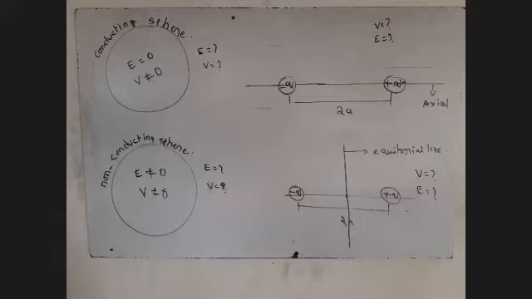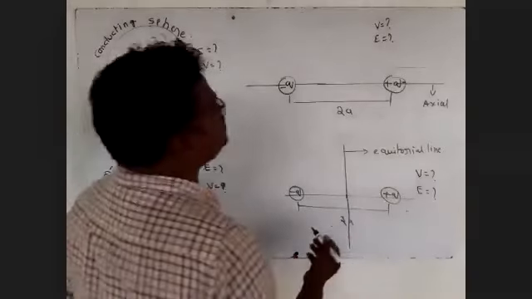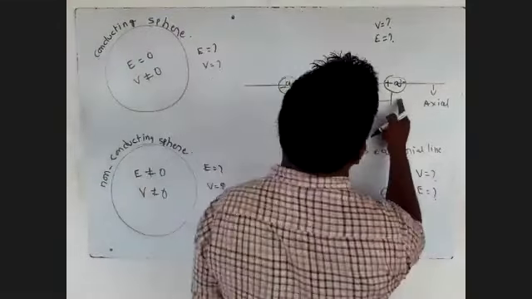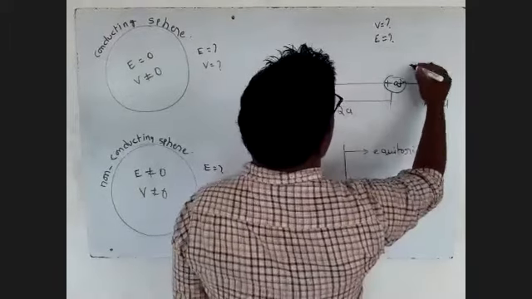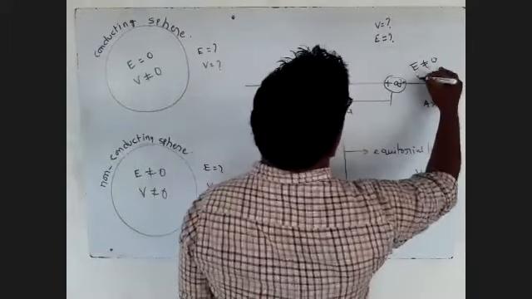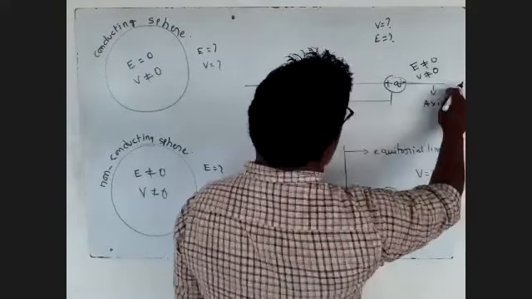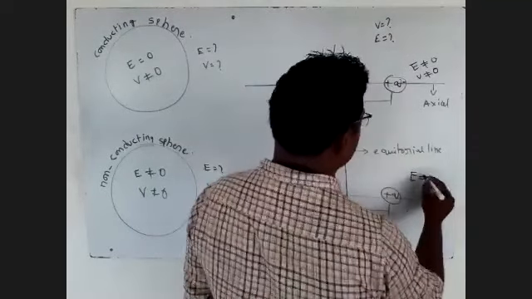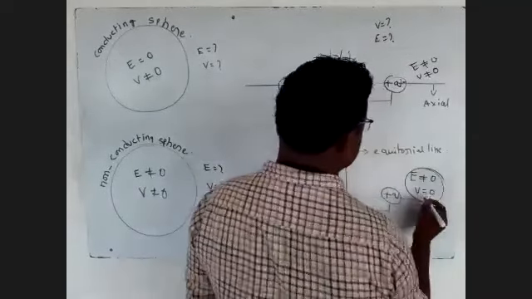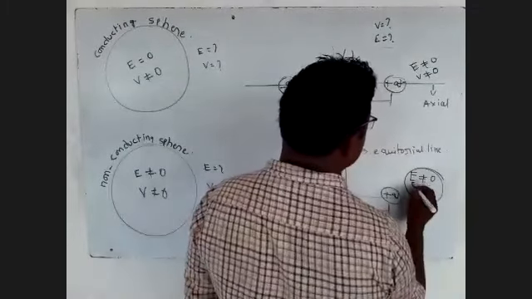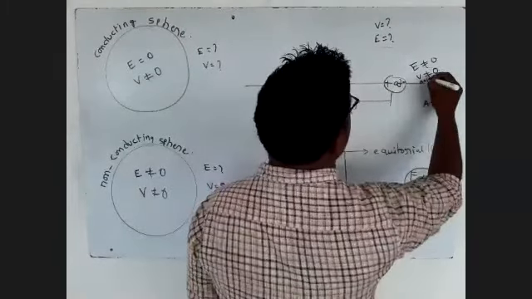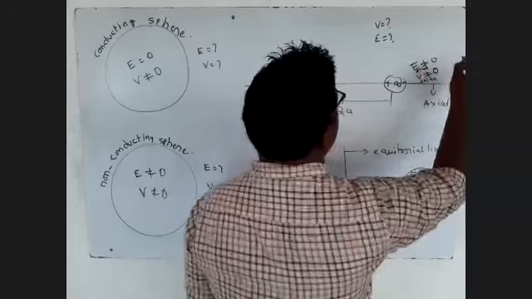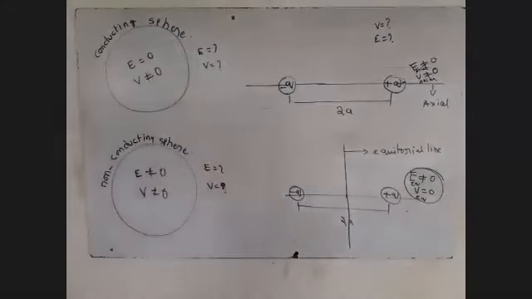Okay, now you will see at this point. This is minus q, this is plus q. So here the electric field is not equal to zero, and the electric potential is also not equal to zero. But in the equatorial line, the electric field is not equal to zero, but the electric potential is zero. This is the equatorial line, this is the axial line. That is your answer.